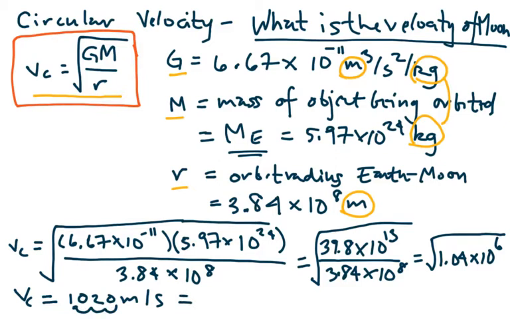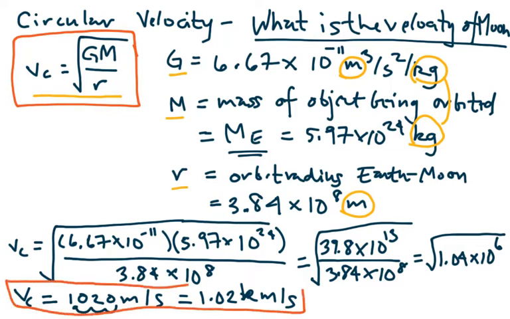We can also express the circular velocity, instead of in meters per second, in kilometers per second, by shifting the decimal point over 3 spaces, and then we would have 1.02 kilometers per second. And so that is the velocity at which the Moon moves in its orbit about the Earth.